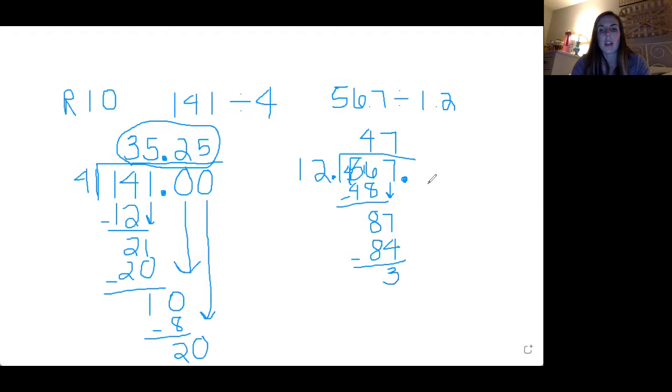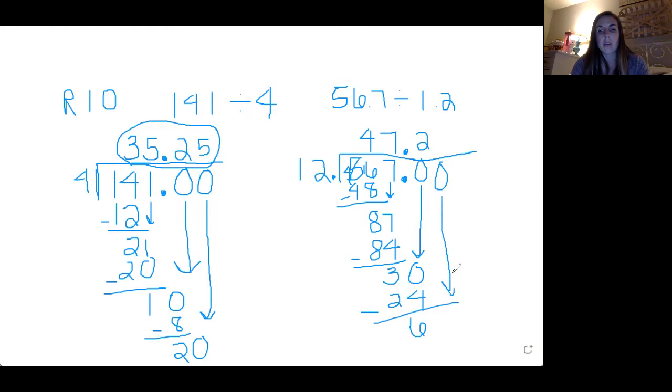3. Now, I still have a remainder, so I need to add a 0 and bring it down. Okay, let's also move our decimal point up here. 12 into 30 goes twice. Let's go ahead and extend our bar a little bit. 12 times 2 is 24. Subtract. You would get 6. We need to add another 0 because we still don't have a remainder of 0 yet. So add a 0. Bring it down.